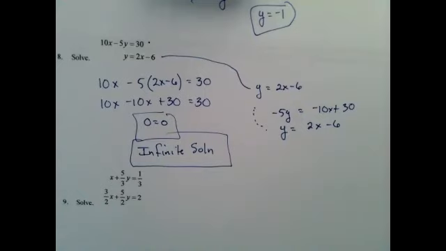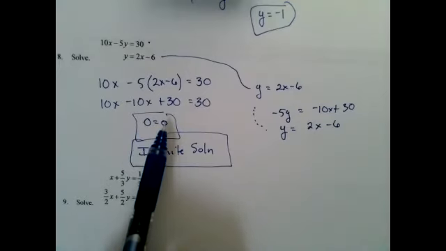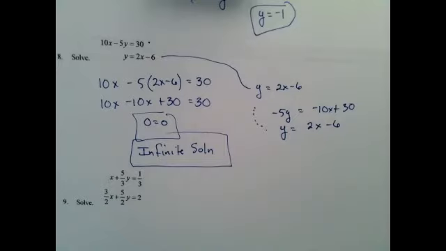Any questions? Infinite solution and no solution, what's the difference? So this is infinite solution. If this would have ended up as 0 equals 6, oh yeah, that's no solution. Right. That would have been no solution.